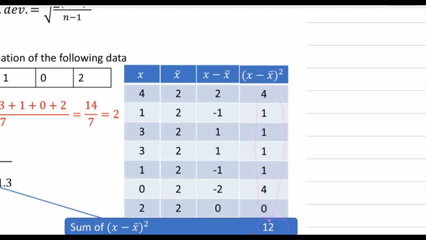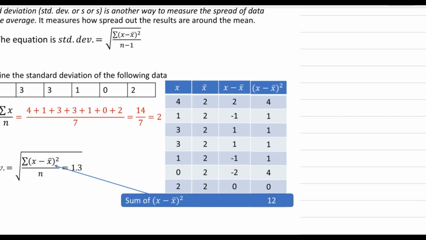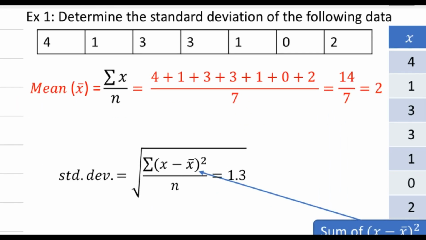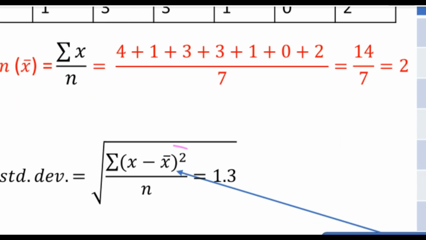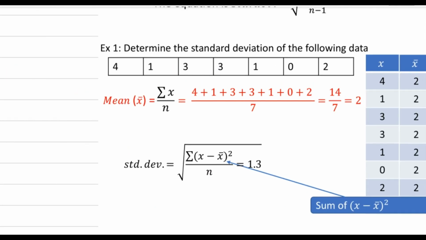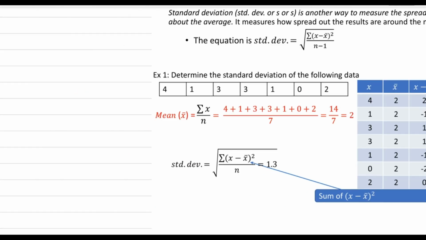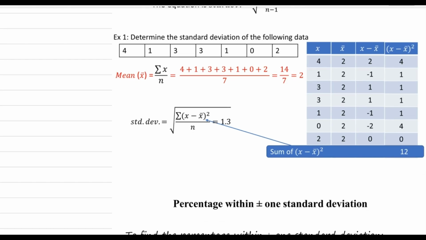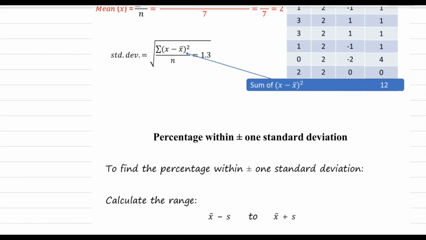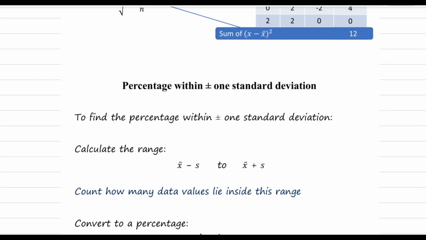Hope this is clear. And when we got 12, we use it in the equation, as you can see. So this part will be 12 divided by how many data, 7, and then under the square root, it will equal 1.3, and this is the standard deviation. Then we look at the percentage within plus or minus 1 standard deviation.